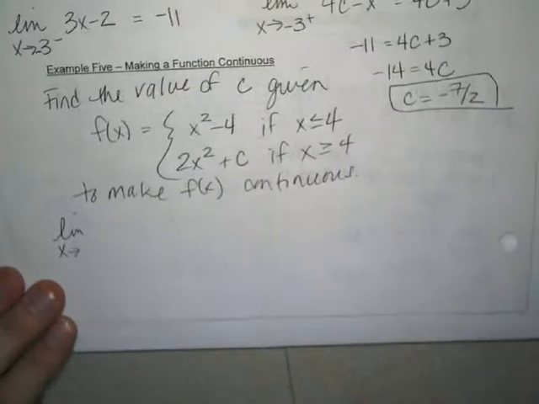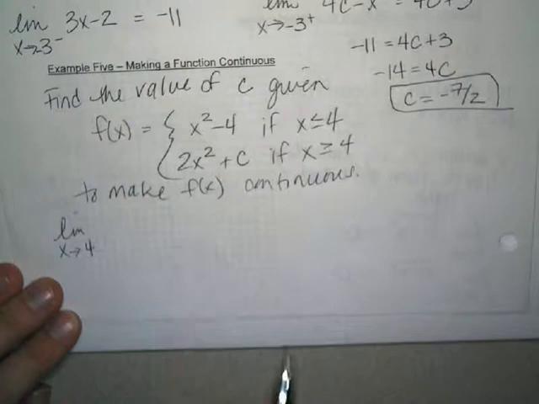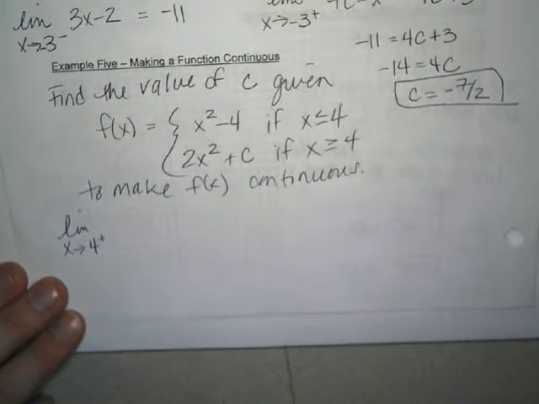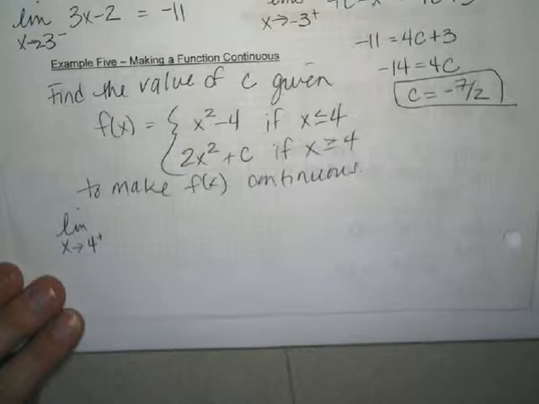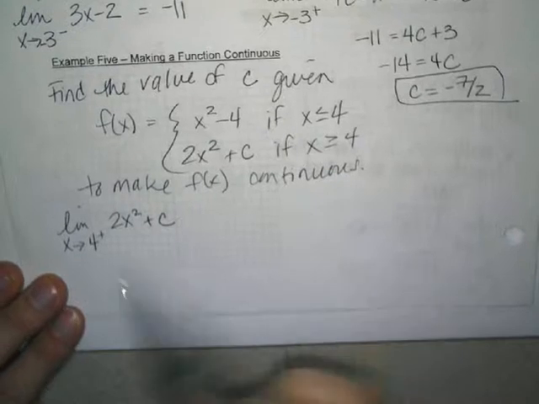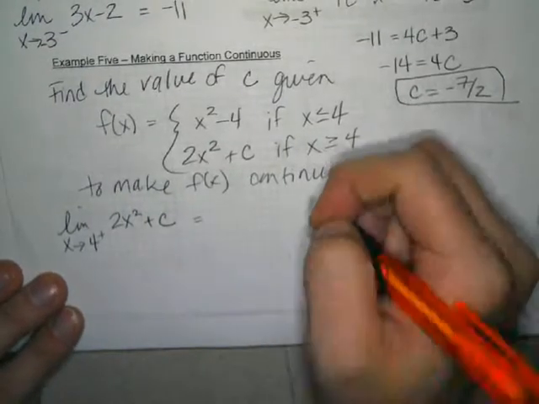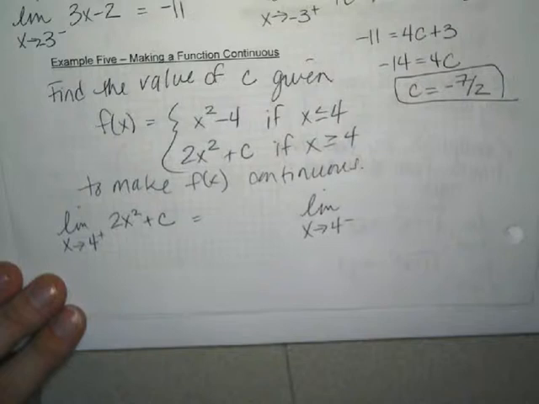Go with Michaela, what's the c value that you used? 4. Good. And then let's start with the right hand side. What function's on the right hand side? I think it would be 2x squared plus c. Good. Should be 2x squared plus c because that's to the right of my c value. Okay, we'll evaluate it in a minute. And the limit as x approaches 4 from the left would be the other one, right? x squared minus 4.